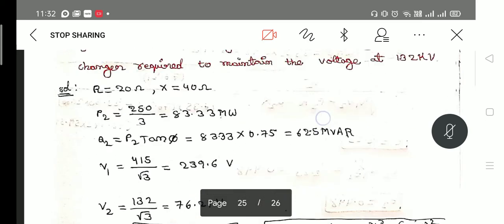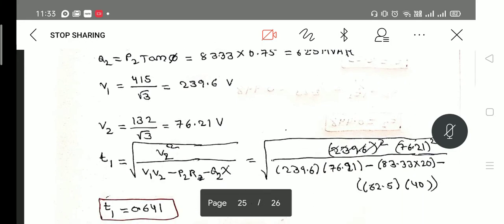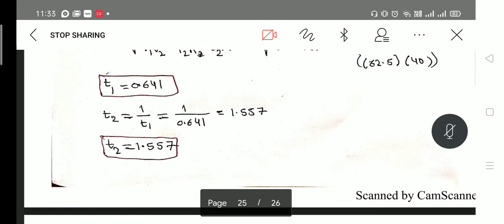This is another model problem. Is it clear to all of you?